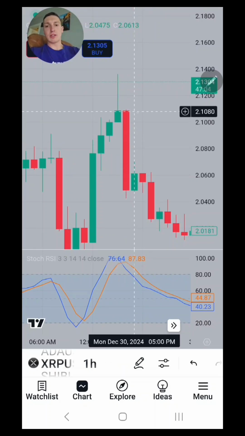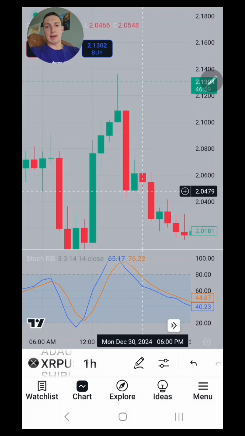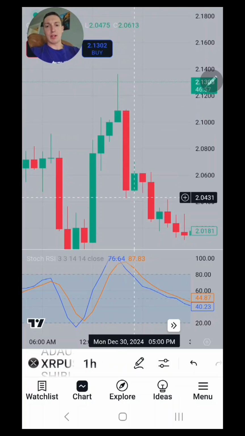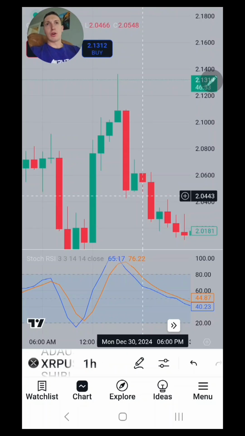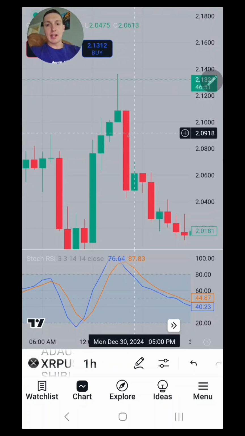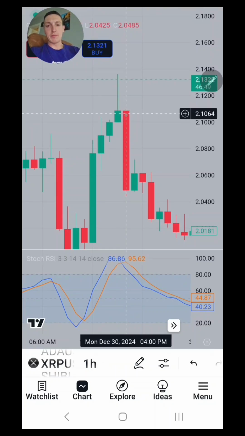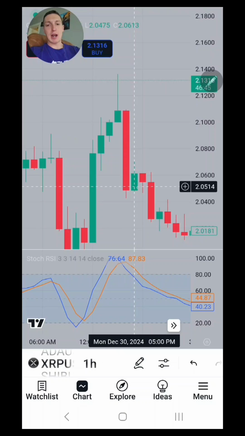So it actually started right here when it opened, dropped all the way down to here, created that wick, went up to here, and closed. So when you have a green candle, the close is at the top of it. When you have a red candle, the close is at the bottom of it.